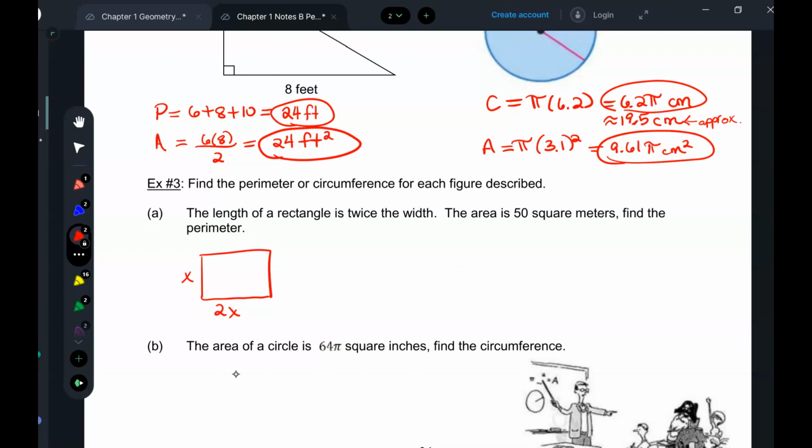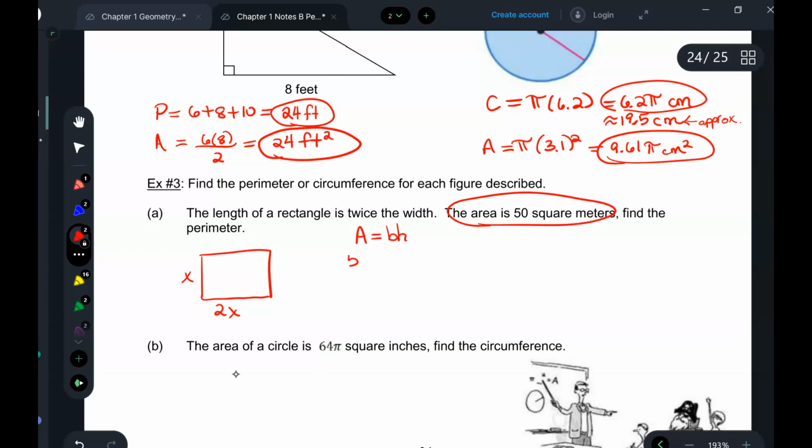The area is 50 square meters. Find the perimeter. Okay, what's the area formula for a rectangle? Base times height. That's for a triangle, this is for a rectangle. The area is 50 square meters, so I'm going to replace A with 50. What's the base? 2x. Times the height, x. Can you just do 2x squared? Good. So that's going to be 2x squared.